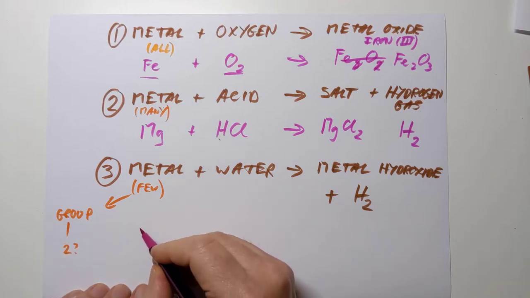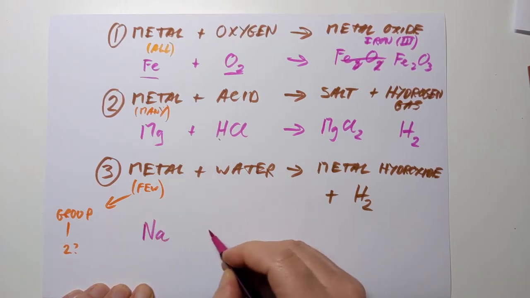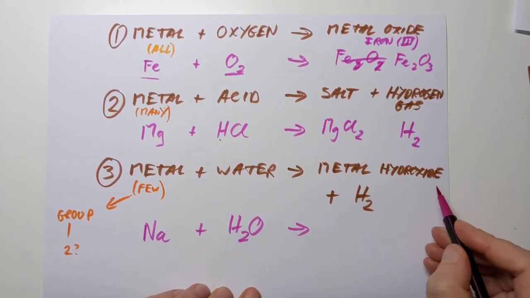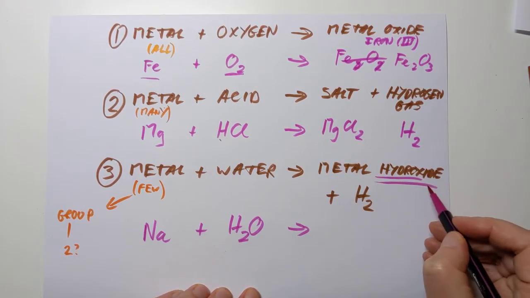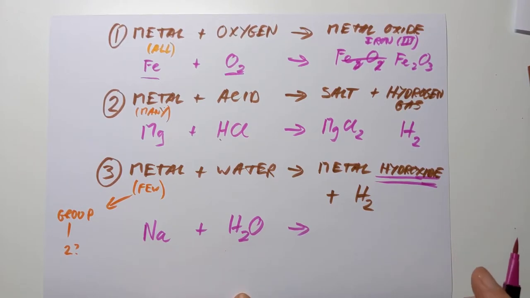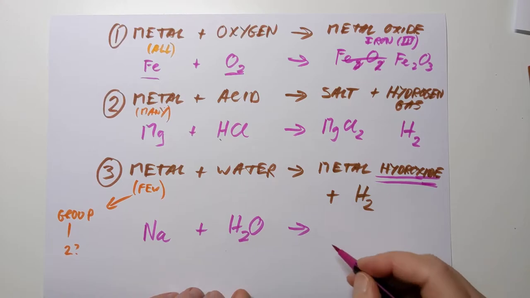Rather, let's do an example of this. Let's do sodium plus water. Sodium plus water, well, metal hydroxide. Hydroxide is one of our complex ions, so you get it from the data book, page 8, if I remember correctly, the table with the complex ions.